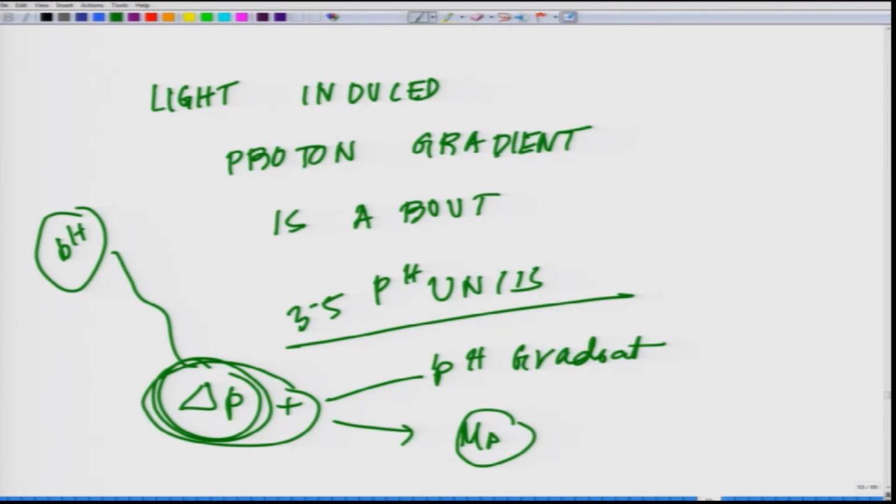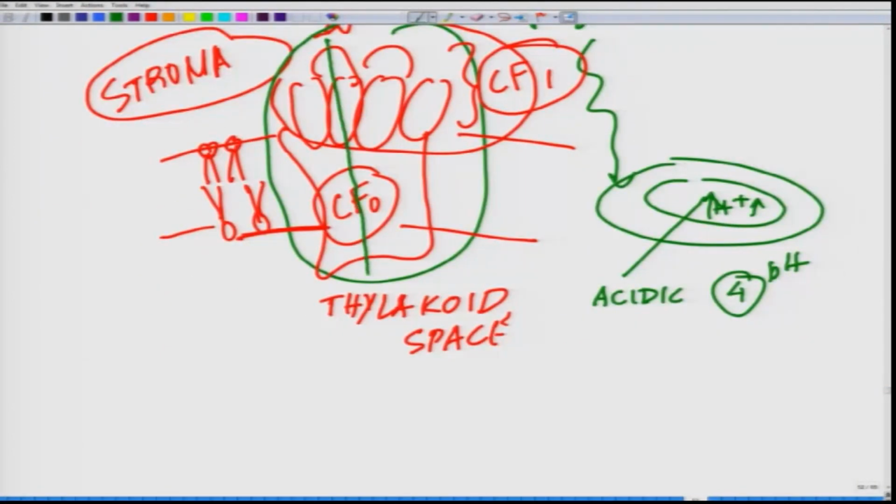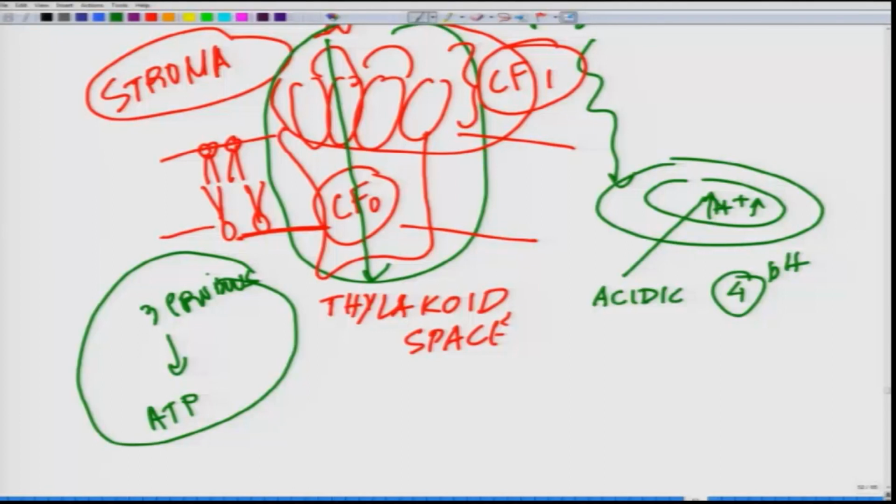And about 3 protons flow through this CF0, CF1 complex per ATP synthesis, for one ATP molecule. Interestingly, ATP and NADPH, the products of the light reaction of photosynthesis, are appropriately positioned for the subsequent dark reaction in which CO2 is converted into carbohydrate. CF1 is on the stromal surface of the thylakoid membrane, and so the newly synthesized ATP is released into the stromal space. So the ATP which is now synthesized comes out into the stroma, okay.